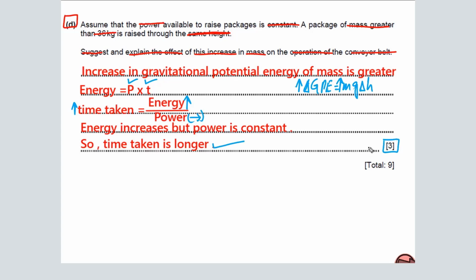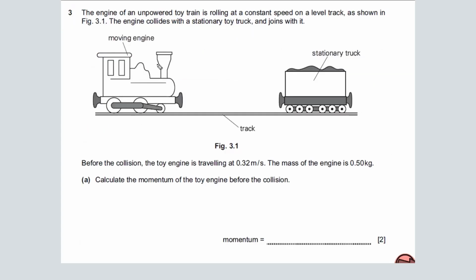And that's all for question number 2. Let's try to answer the third question now. For the third question, 2 train engines are given. One is moving and one is stationary. This is the moving engine and the other one is the stationary truck.